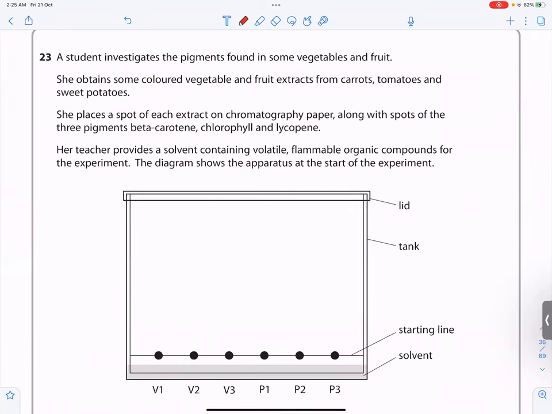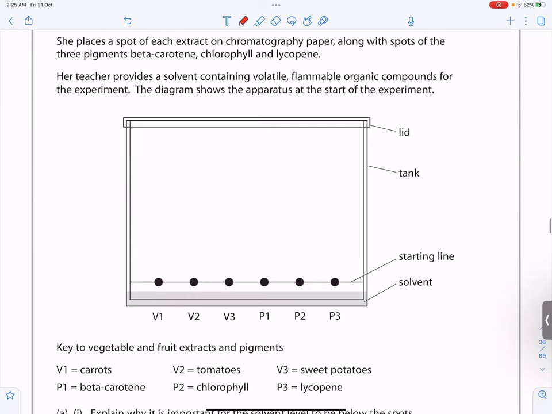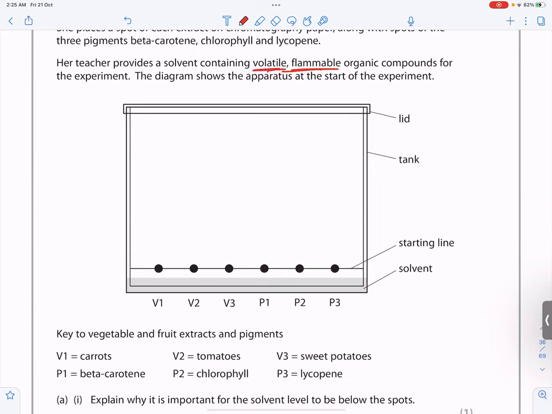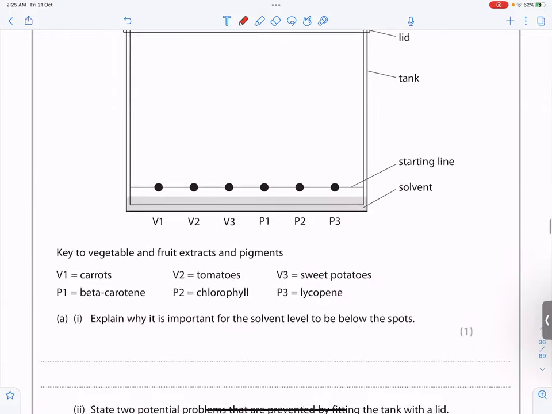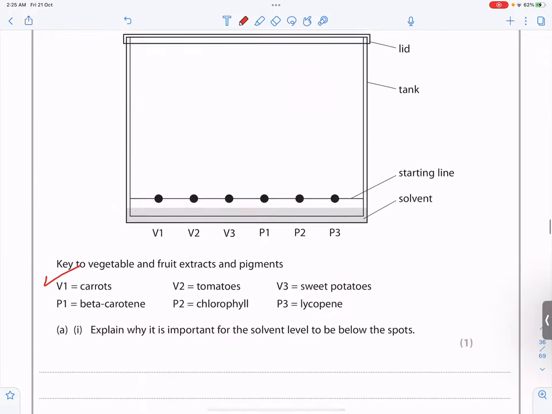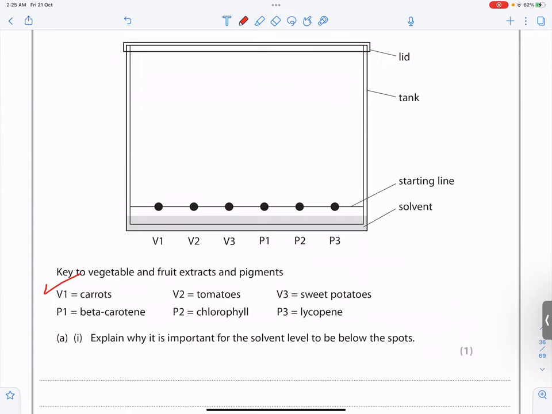Question 23, a student investigates the pigment found in some vegetables and fruits. She obtained some colored vegetable and fruit extracts from carrots, tomatoes, and sweet potatoes. She places a spot of each extract on chromatography paper, along with spots of three pigments, beta-carotene, chlorophyll, and lycopene. Her teacher provides a solvent containing volatile, flammable, organic compounds for the experiment. The diagram shows the apparatus at the start of the experiment. وراح مدلنا key للvegetable food extracts, V1 carrots, V2 tomatoes, V3 sweet potato, while P1 beta carotene, P2 chlorophyll, P3 lycopene.